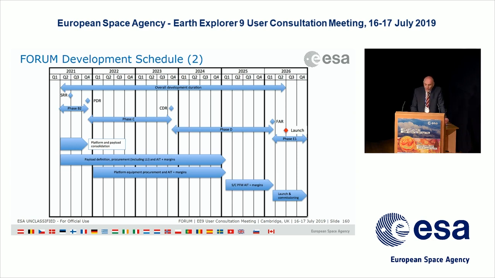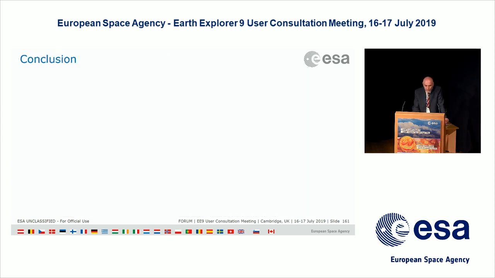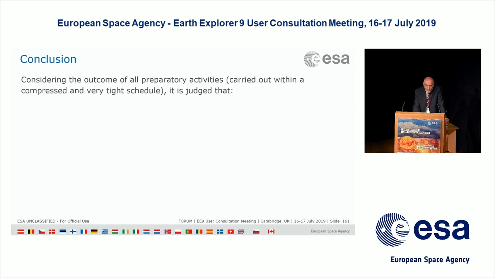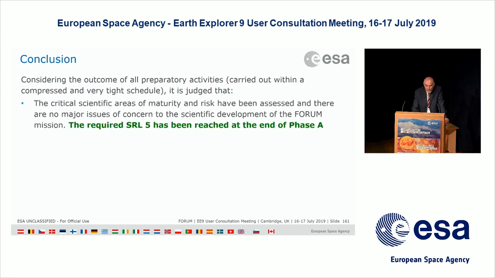So to conclude, considering the outcome of all the preparatory activities that have been carried out within a compressed and very tight schedule, it is judged that the critical scientific areas of maturity and risk have been assessed, and there are no major issues concerning the scientific development of the FORUM mission. The required SRL of 5 is considered to be reached at the end of phase A.